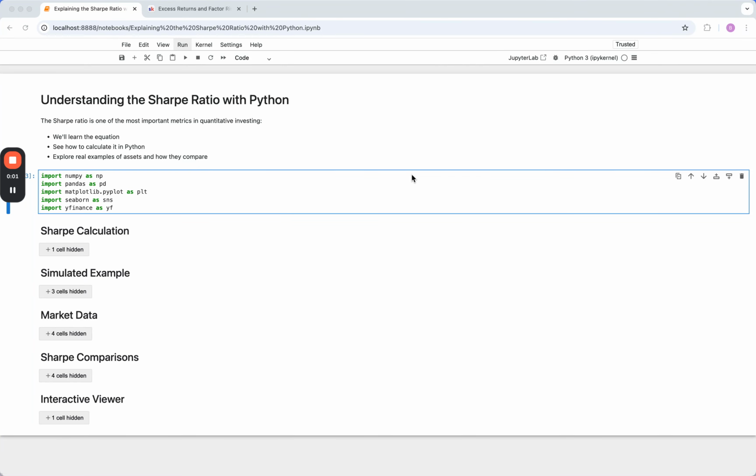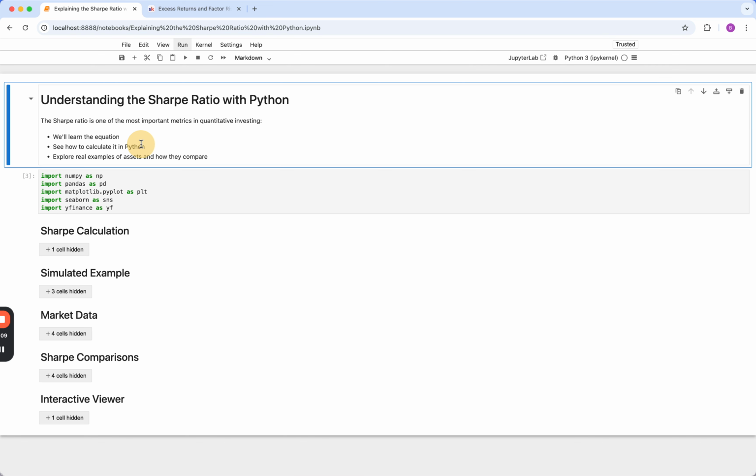Today, I want to introduce you to the concept of the Sharpe ratio. The Sharpe ratio is one of the most important metrics in quantitative investing and trading. First, we're going to learn what the equation is. We're going to see the actual formula and how to calculate it. Then I'll walk you through some code that will calculate it in Python. And then we'll go through some simple real examples of different assets and see how they compare when we evaluate them with the Sharpe ratio.